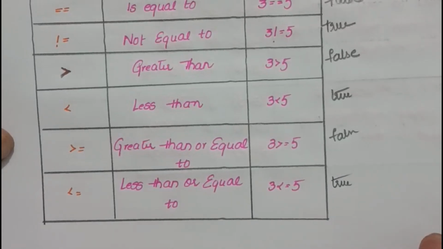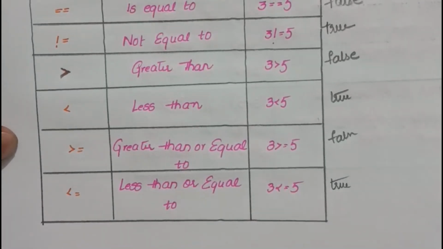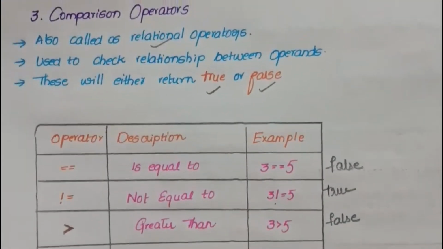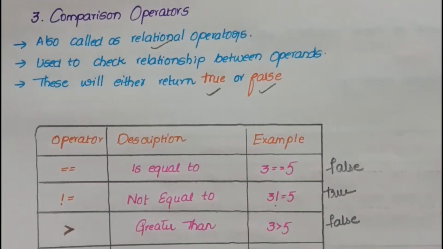Comparison operators are used to compare the relationship between two operands. These will either return true or false. Let's see a small program that illustrates these comparison operators in detail.